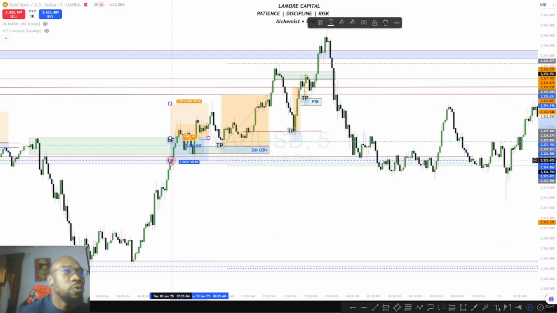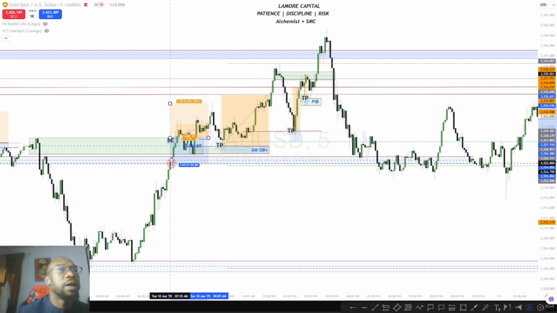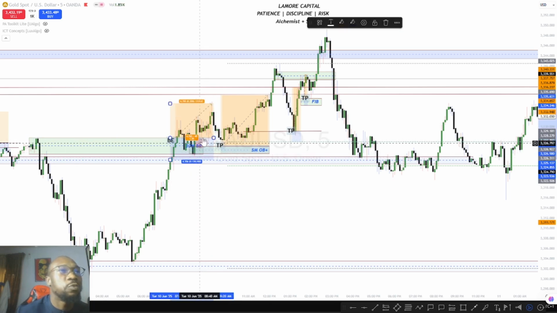But my SL was below my, what do they call it, my psychological level. So it didn't result to an SL. The market just kept consolidating almost at my stop loss, and irrespective, we saw an impulsive move, and I took profit out of this trade.